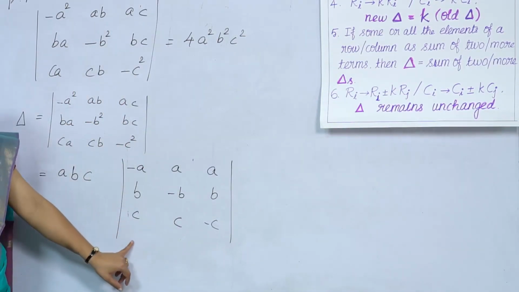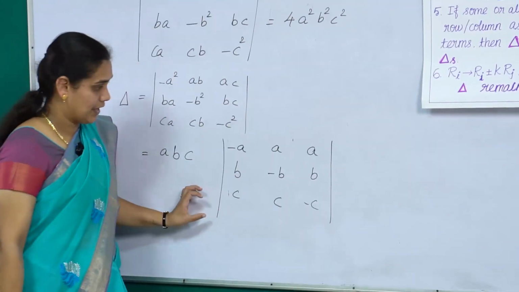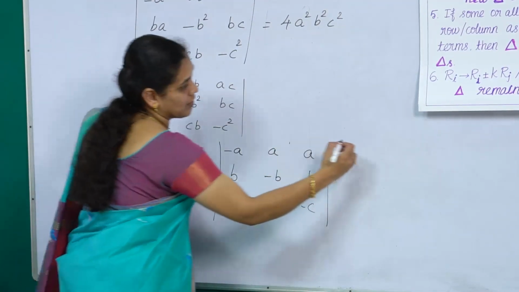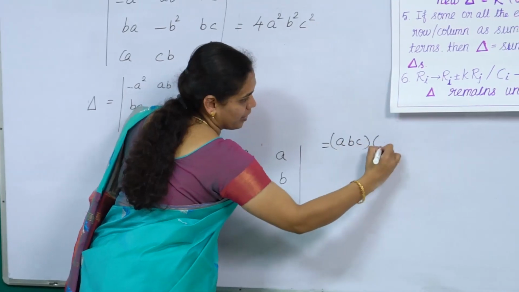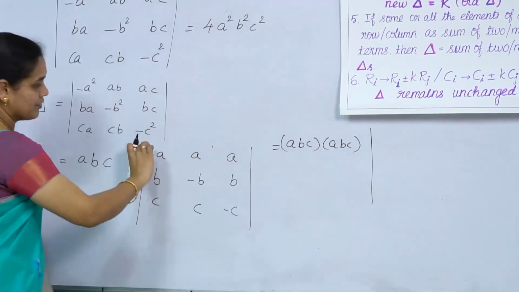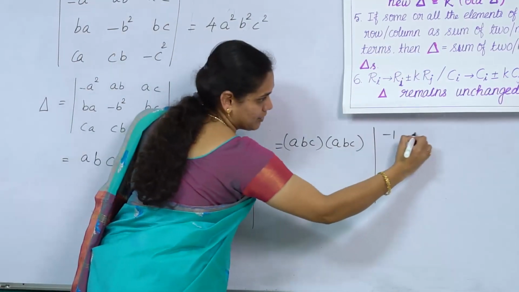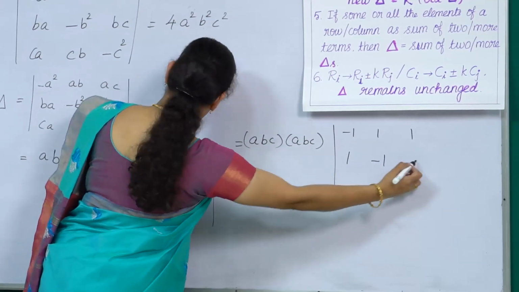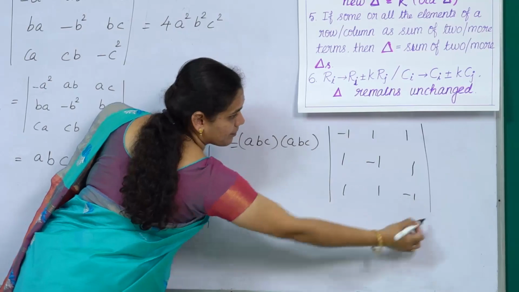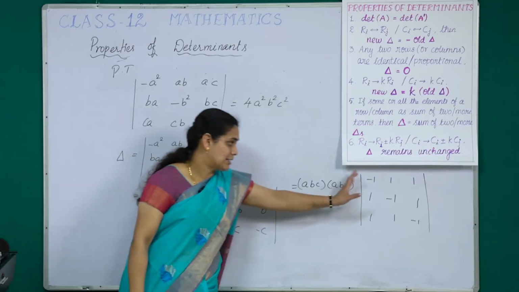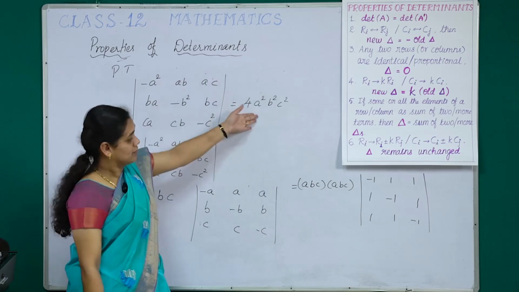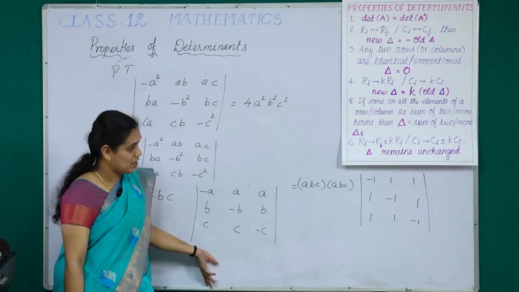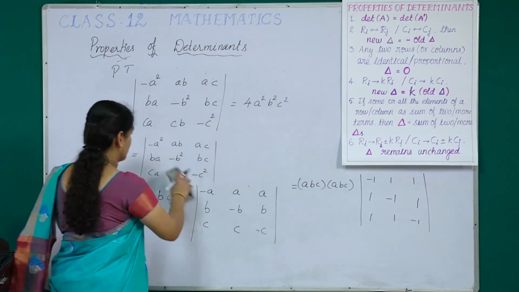again we can use the same property. Now in row 1 we have a, in row 2 we have b, and in row 3 we have c. So shall we write abc into abc. From the first row, if we take a outside, you get minus 1, 1, 1. From the second row, 1, minus 1, 1. And 1, 1, minus 1. Okay. So if we expand this determinant, we will get the RHS. You can directly expand from here because already you have used the properties twice, but still I give you one more option to make it simpler.